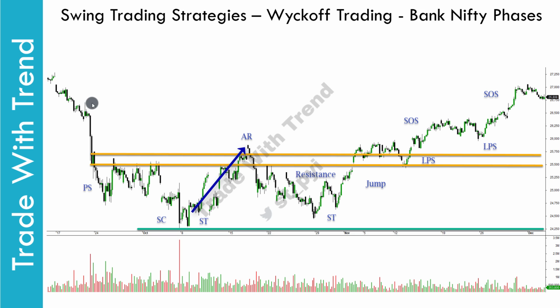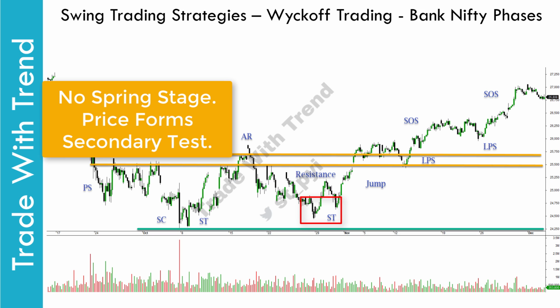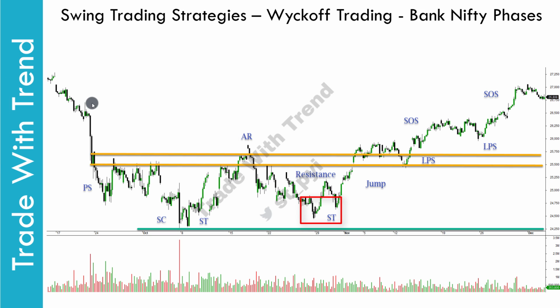Now this pauses at the resistance line drawn from the preliminary support region. Excess formed here marks the second range line. From here, price again retraces and forms a secondary test. It's important to know that the spring stage does not form here and price instead forms a secondary test stage, and then it takes off to form the jump stage where price pierces the range on the upside.